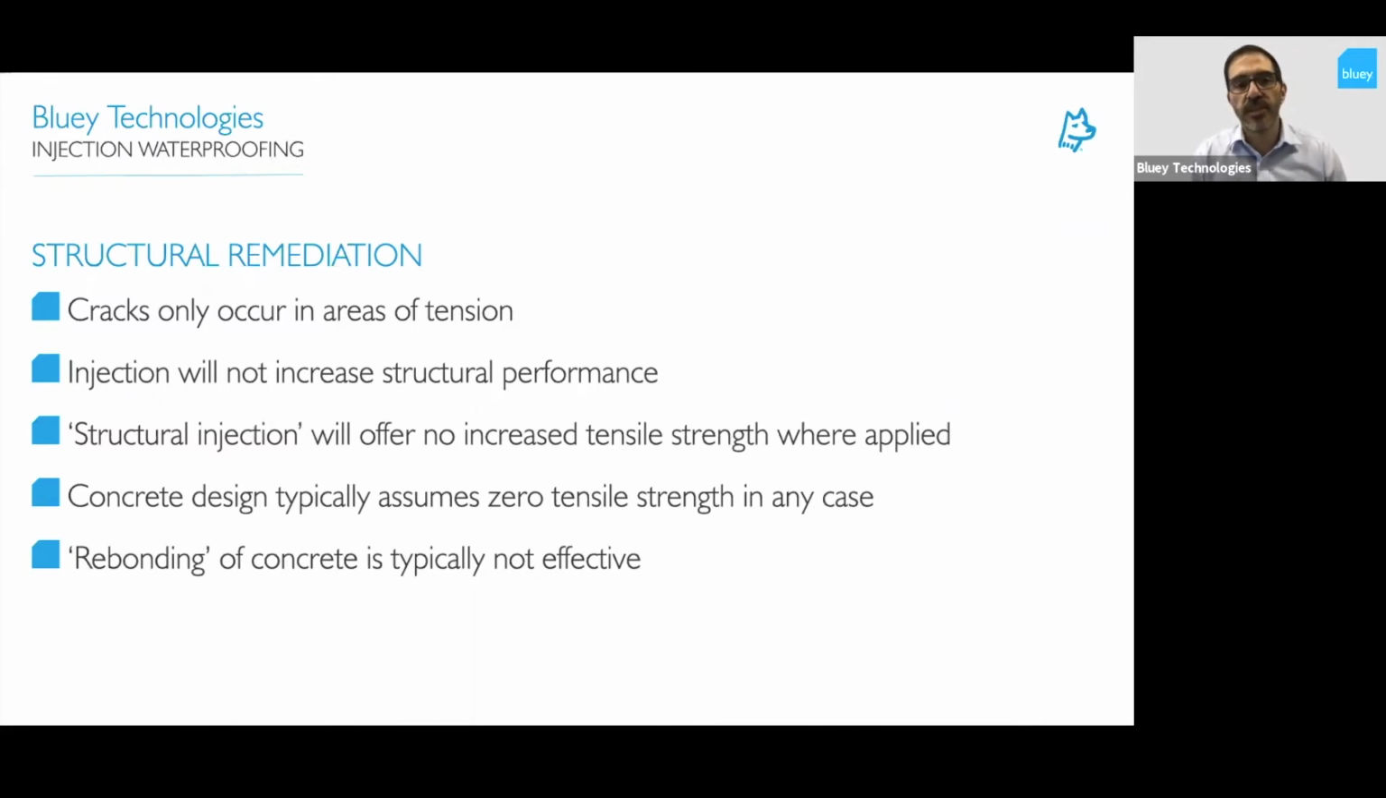Injection is not going to increase the tensile performance of concrete. It may increase the compressive performance and it may increase some other features such as the ability for moisture and other things to penetrate. But structural injection is going to offer no increased tensile strength because even if you have really high bond on that resin that you're injecting into that tensile crack, the crack can occur adjacent to that again if it wants to and tension is still applied. And when you look at it, concrete typically is designed with zero tensile strength in mind anyway. So typically rebonding of the concrete is not effective. Just an important thing to keep in mind.